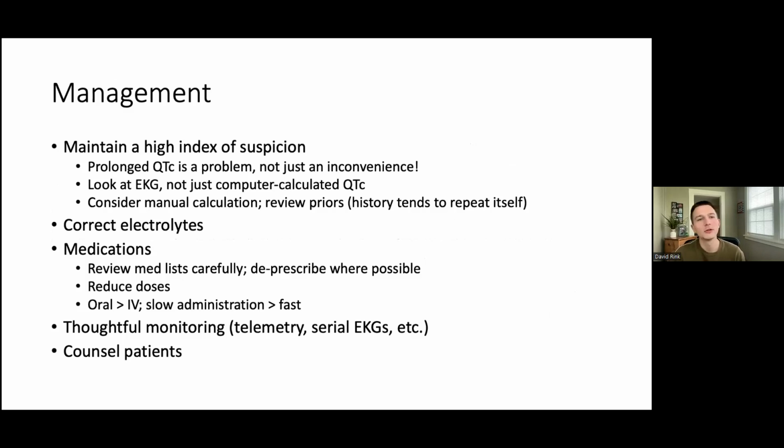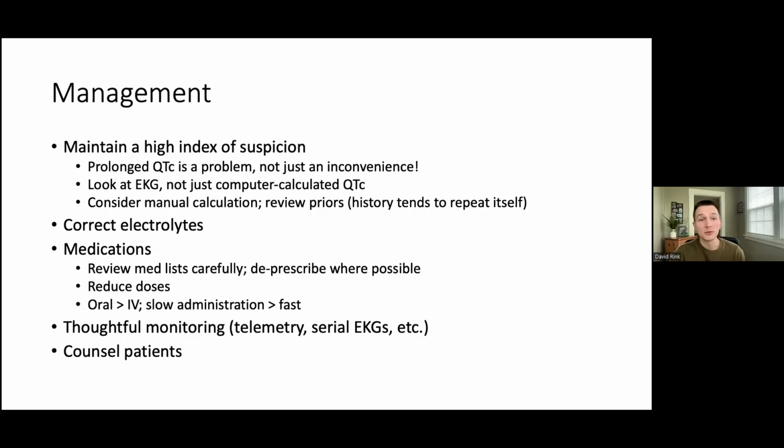Remember that the prolonged QT is actually a problem. It's not just an inconvenience. You should look at the EKG. You should consider manually calculating it, and you should review priors because history does tend to repeat itself. We should obviously correct our electrolytes and review our medication list, deprescribing where possible.